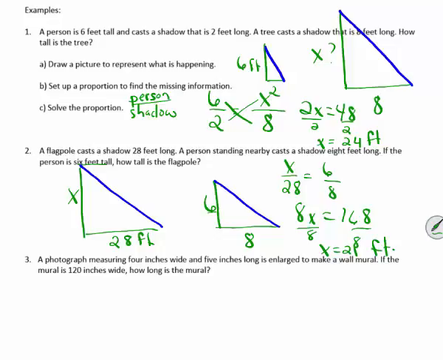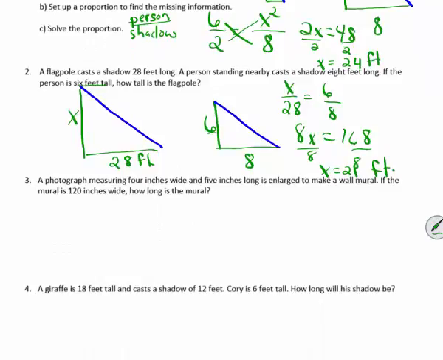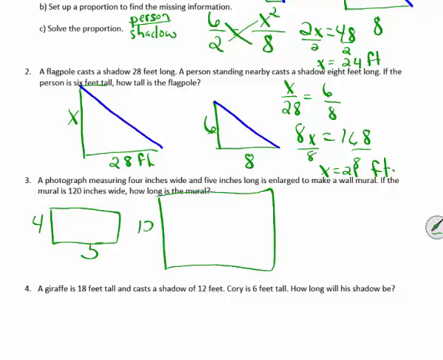It works the same way for rectangles. A photograph measuring 4 inches wide and 5 inches long is enlarged to a wall mural. If the mural is 120 inches wide, we want to know how long it would be.